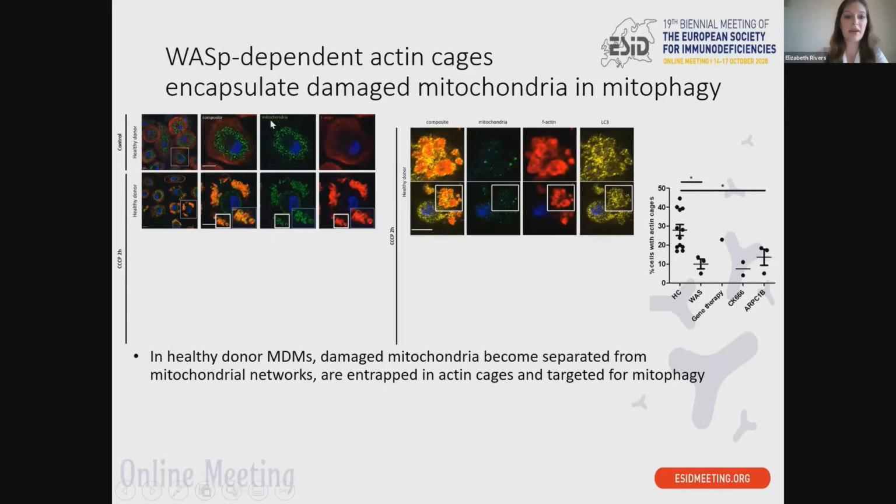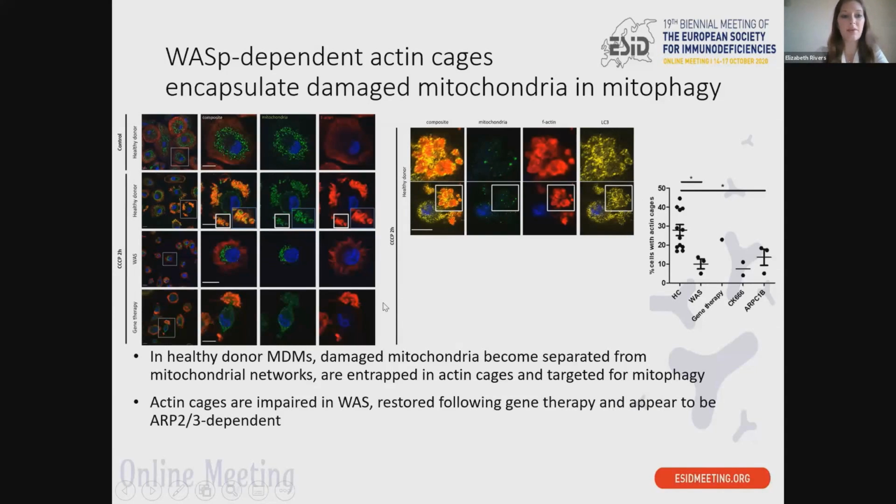So on the left panel here, we can see in green the mitochondria at a resting state. And upon mitochondrial damage, you see mitochondria become clustered away from the network and become tightly bound by actin in cage-like structures. On the right-hand side, we see that these cage-like structures are also associated with LC3, which is a known autophagy marker.